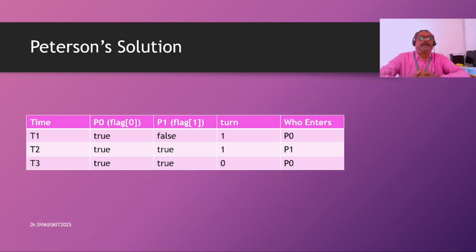So that's how the Peterson solution works. That's it about the Peterson solution. It's for two processes only. It's a software based solution, and it ensures that all three conditions for the critical section are met.